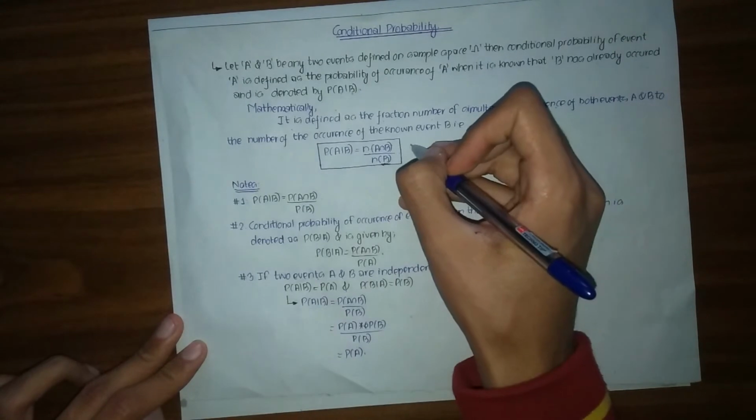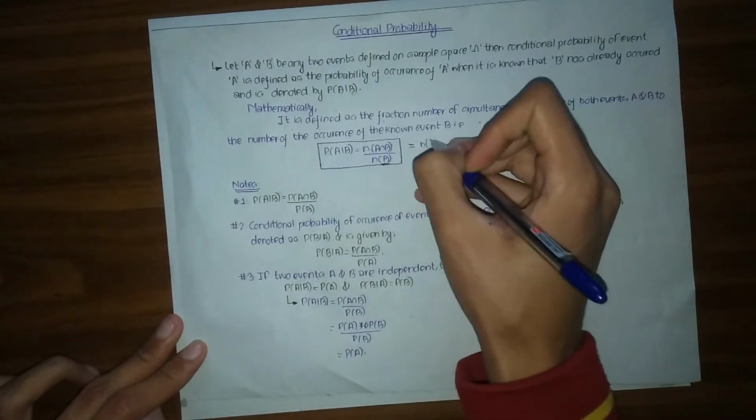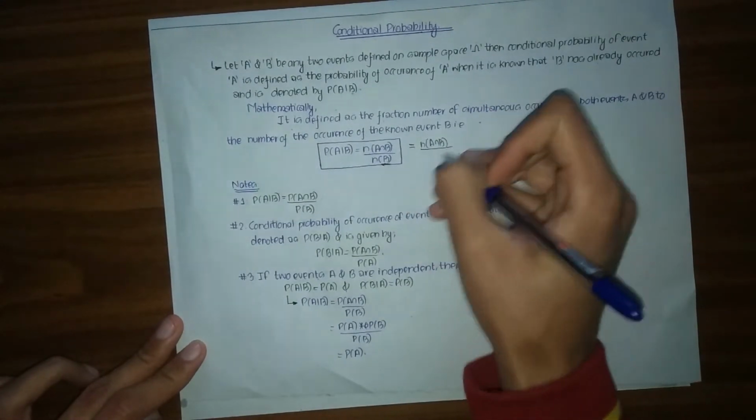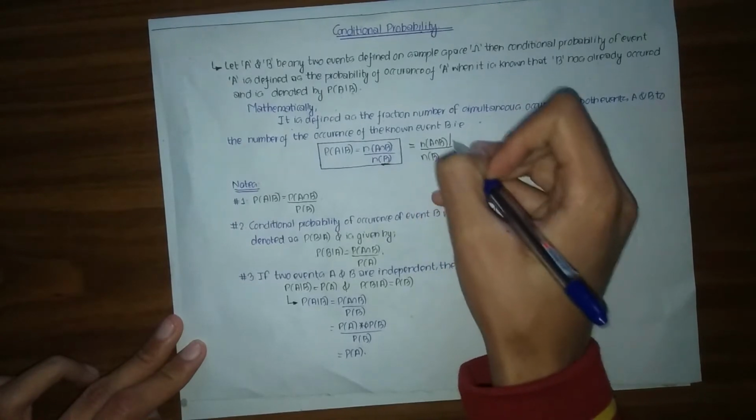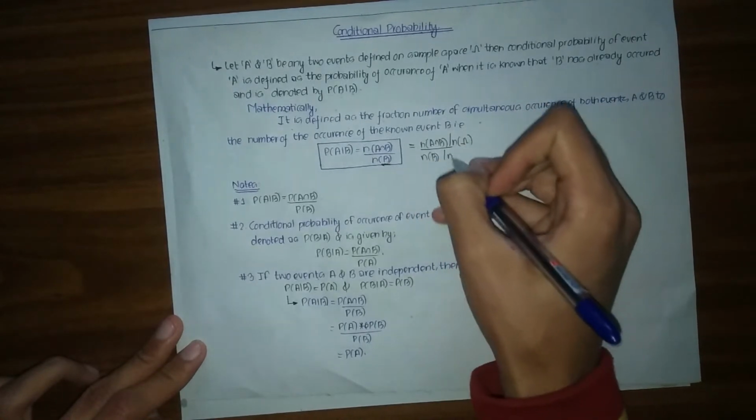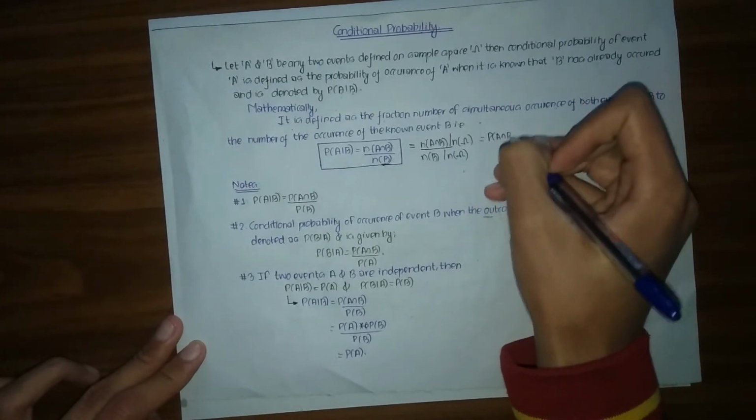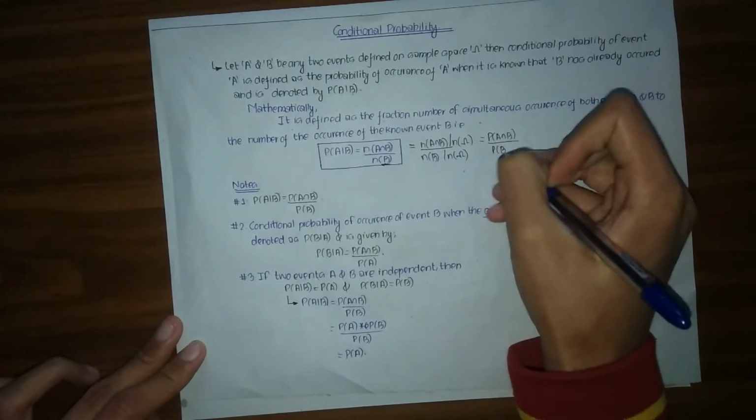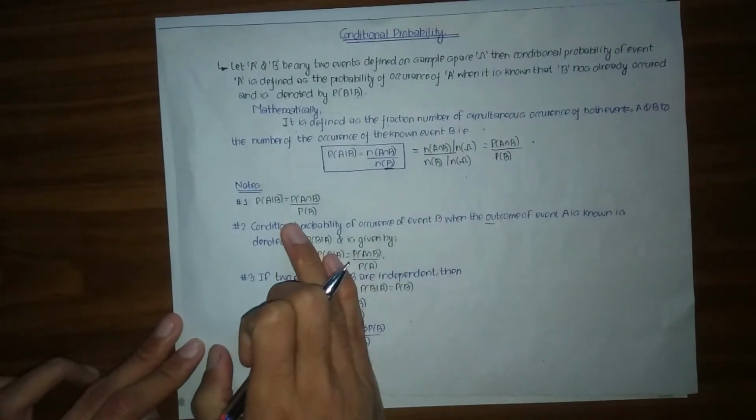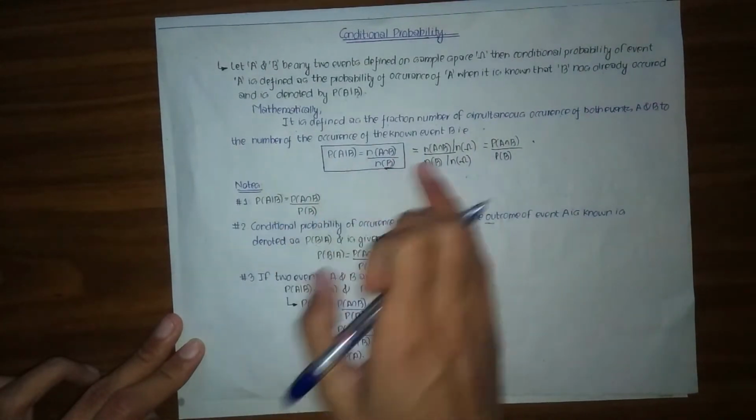This can be simply derived as follows: if we simply divide by n(Ω), or by the sample space, we simply get this formula. This is how this is derived from here to here.